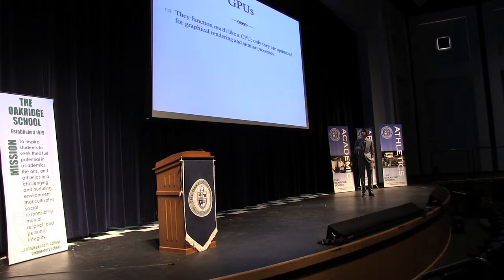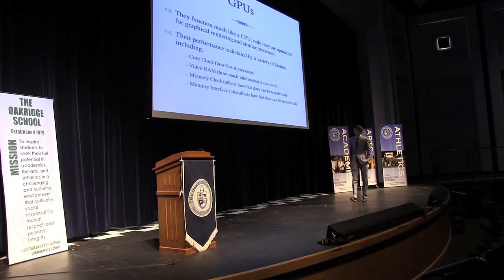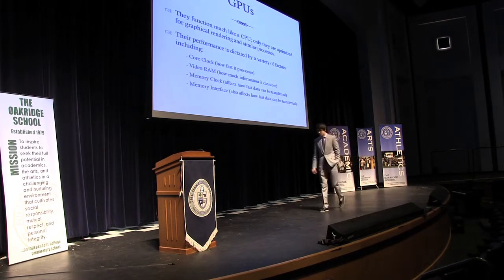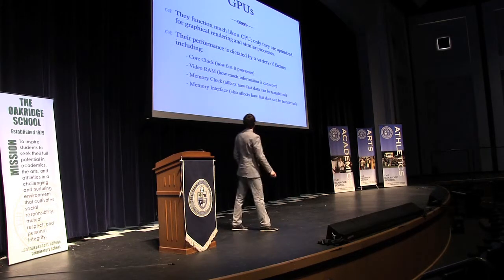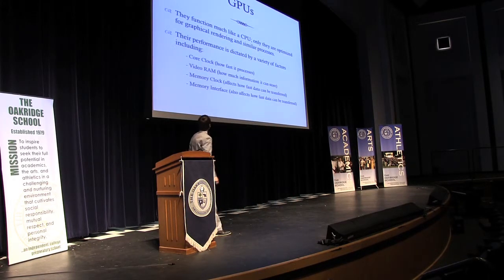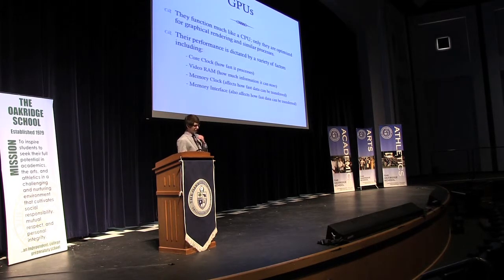GPUs function much like a CPU, but they are optimized for graphical processes. Their performance is dictated by 4 primary attributes. Their clock speed, which is how fast they process, their video RAM, which is how much information they can store, so how much you can put in one frame, and their memory clock and memory interface, which together are like a highway with a bunch of cars. Memory clock is how fast those cars are going, and the memory interface is how wide that highway is. Naturally, you want both.